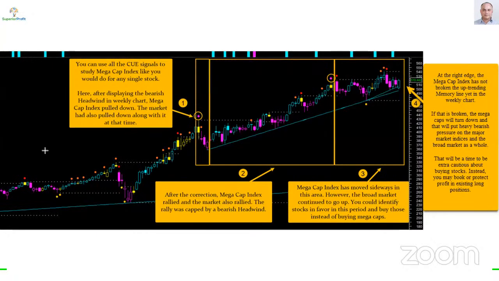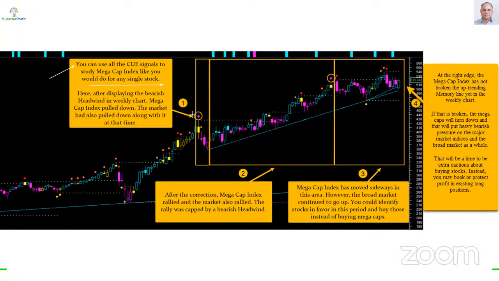I'll read the text by each point. Point number 1. This is not a stock, it's the mega cap custom index. It represents the top 20 mega cap stocks in the USA market. It's a custom index, but you study it just like you study any instrument. You can use all the Q signals to study the mega cap index like you would do for any single stock.